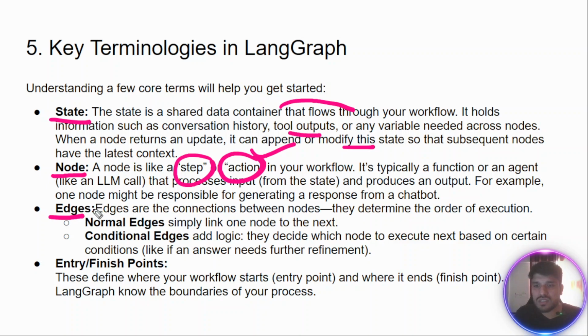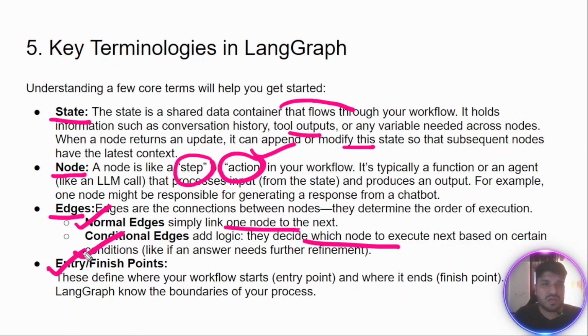Then next you have something called edges, right? Now what are edges? Edges are nothing but the connection between the nodes. Now there are two types of edges. One is the normal edge and another is the conditional edge. A normal edge simply connects one node to the next, while a conditional edge decides which node is to be executed based on certain conditions, or certain questions, right? So this is the second type, the conditional edges.